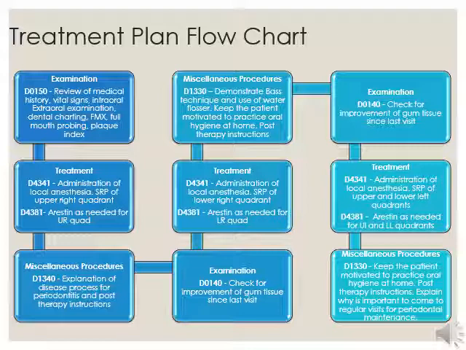For the last appointment, again, you want to check for any improvement of the gum tissue from the quadrants that we worked on before. At this time, because you don't have to spend so much time on examination or oral hygiene instructions, we can work on two quadrants. So we can do the left side of her mouth. For that, you're going to apply some local anesthesia, and then after the SRP, we can give her Arestin as needed for the left side of her mouth.